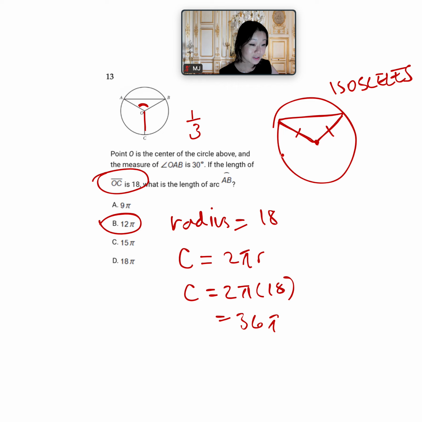So if you have an isosceles triangle and they tell you that this is 30 degrees, then that means that this is 30 degrees. And if you have two 30 degrees, everybody has to add up to 180, so this guy is going to be 120. And so there's your proof that we are, in fact, looking at 1/3 of the pizza being cut out. So that should give you a little bit more confidence that the answer is going to be 12 pi.